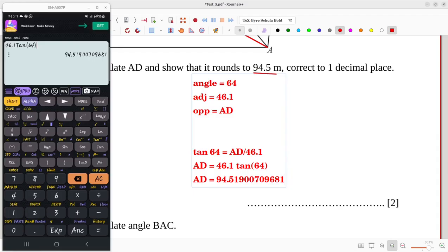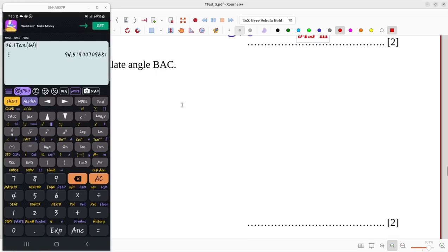Rounding it off to one decimal place, we underline the 5 here. After underlining 5, you add 0 because 1 is less than 5, so plus 0 here. So this is giving us the required answer, which is 94.5 meters.